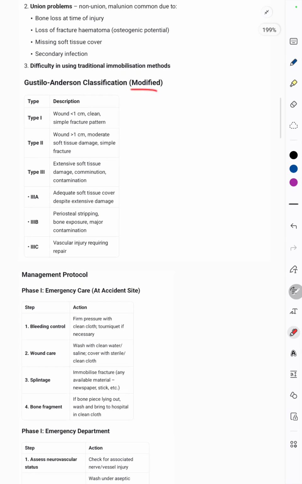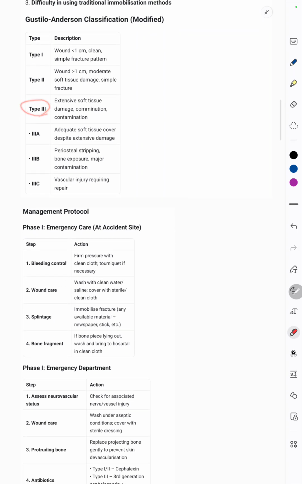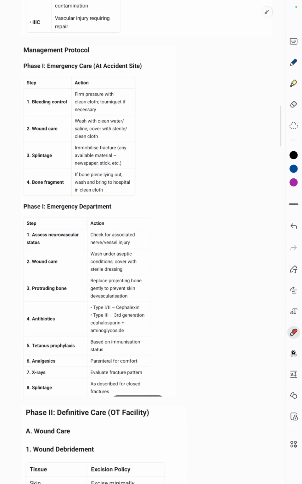The Gustilo-Anderson classification is, as we know, type 1, where the wound is less than 1 centimeter, clean. Type 2, the wound is more than 1 centimeter and mild to moderate soft tissue damage is present. In type 3, there is extensive soft tissue damage and contamination. In type 3A, adequate soft tissue cover is still present. In type 3B, periosteal stripping has taken place with bone exposure, and in type 3C, there is vascular injury. So these are the different types in the Gustilo-Anderson classification.